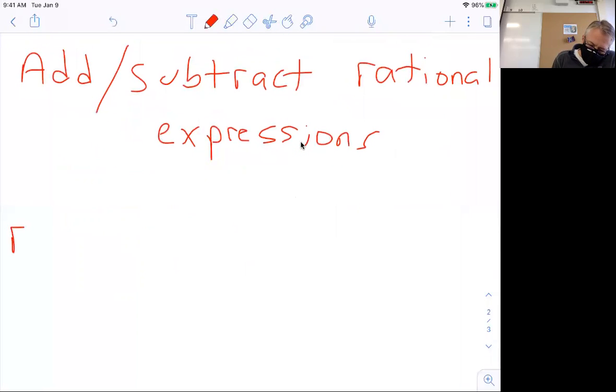All right, so remember, rational meaning ratio means that they are a fraction, but all of these have variables. That's what makes them tough. So if we had something like 9 over 8x, that's a rational expression because it's a fraction. And let's add that to 8 over 5x.